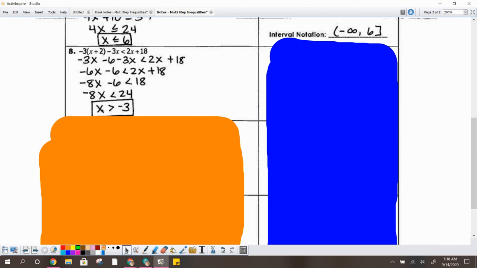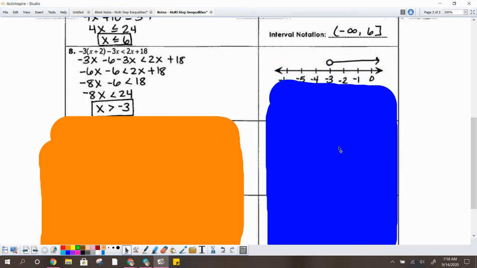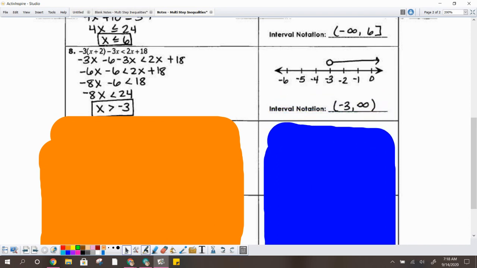So for our graph, since it is x is greater than -3, we're going to have an open circle on -3. And then we are shading to the right because it is eating the variable. For your interval notation, it's going to be a parenthesis on -3 because it is an open circle. And then you are shading towards infinity, so you want a positive infinity there. And again, if it helps, make sure you're writing your infinity and your negative infinity so you're not confusing the two.